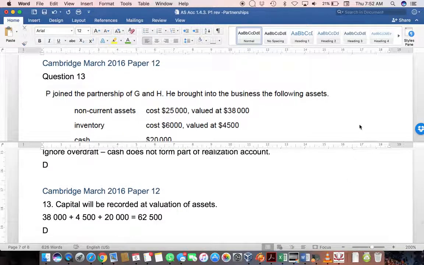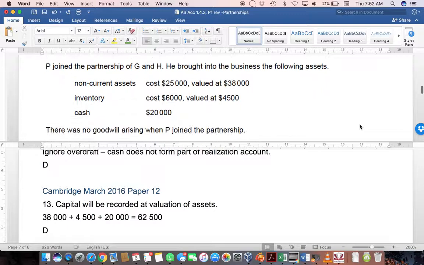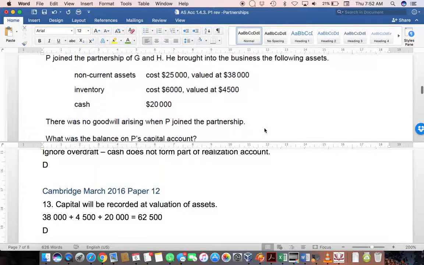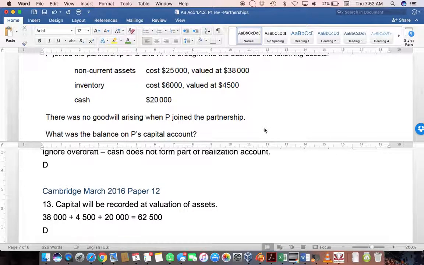Right, let's move on to the Cambridge March 2016, paper 1-2, question 13. P joined the partnership of G and H. He brought into the business the following assets. He brought in non-current assets that had cost him $25,000 but were valued at $38,000. He brought inventory that had cost $6,000 but is valued at $4,500, and cash of $20,000. There was no goodwill arising when P joined the partnership, which certainly does make things a little bit simpler.